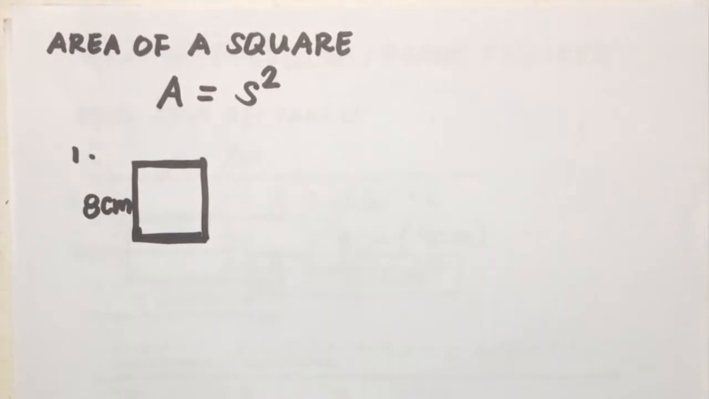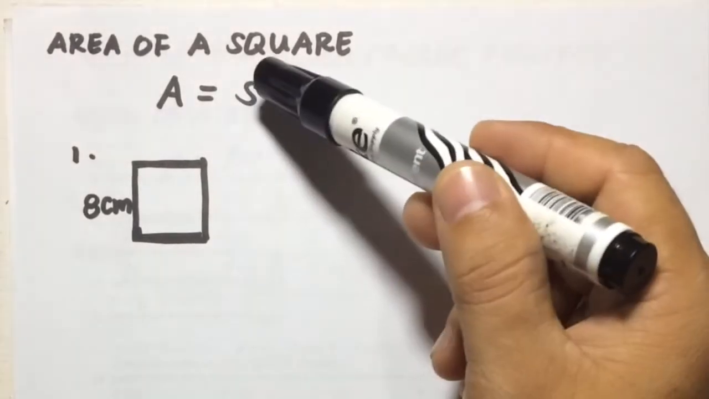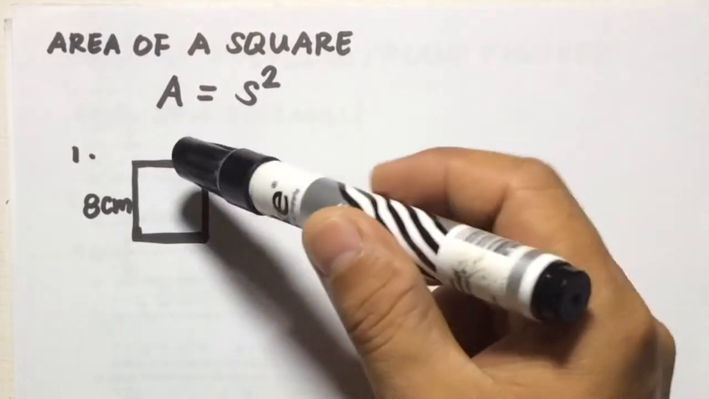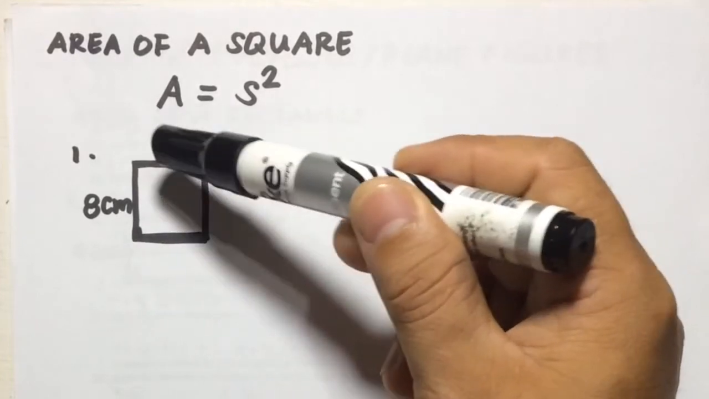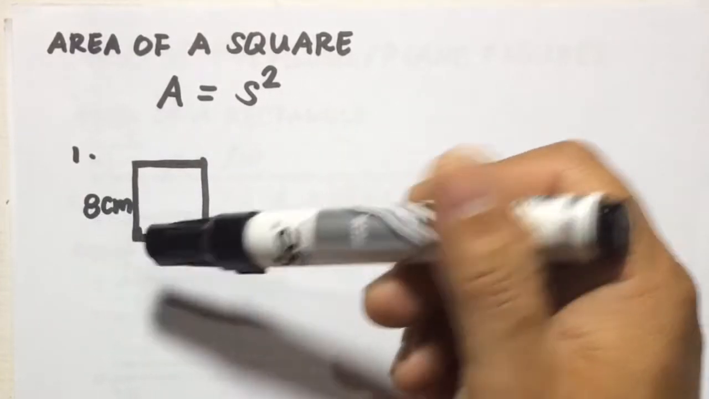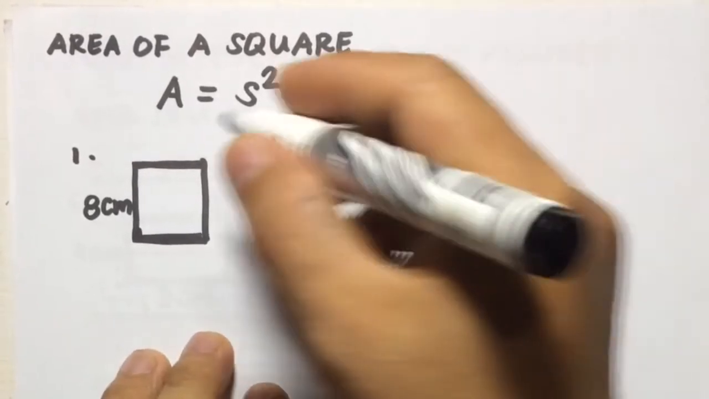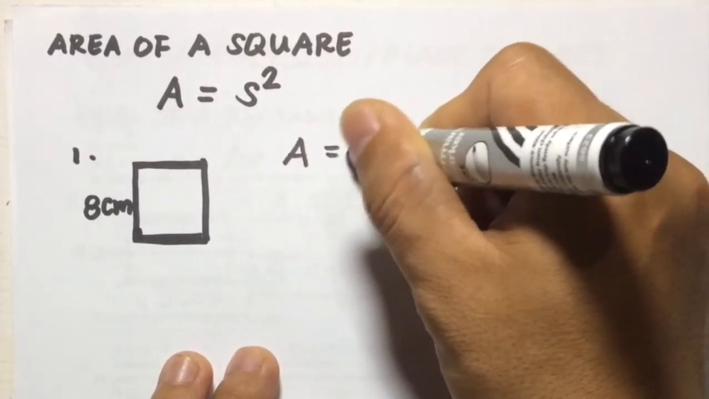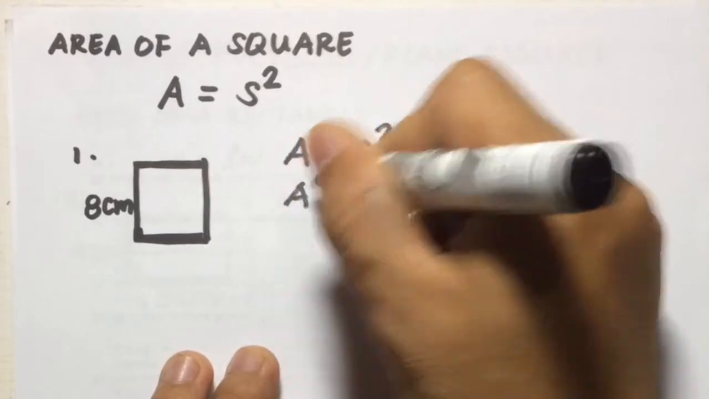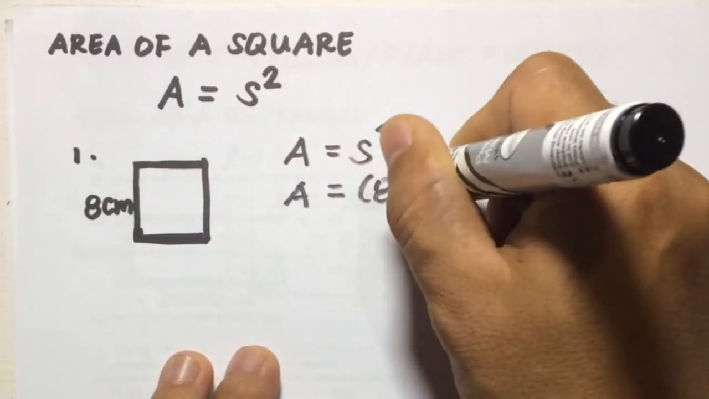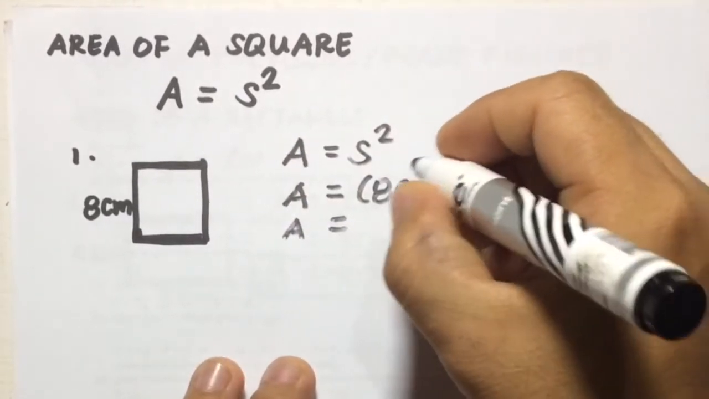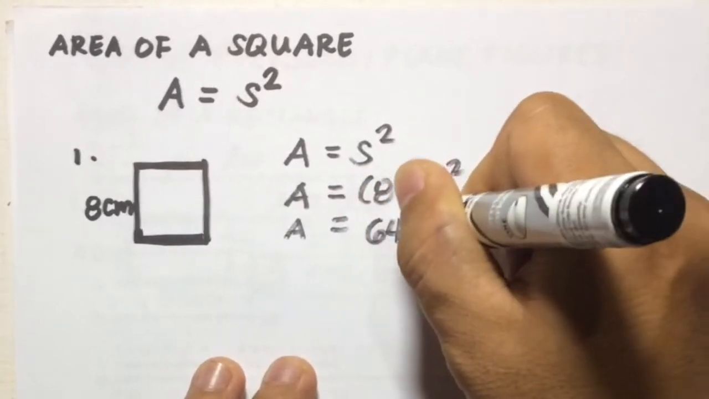Next is the area of a square. The formula in finding the area of a square is given by A equals S squared. S stands for the length of the side. So for example, in number 1 here, we have a square with side measuring 8 centimeters. Now, to solve this one, we're going to use the formula in finding the area. Area equals S squared. Then area here will be equal to 8 centimeters squared. Then 8 times 8 will be 64. So the answer will be 64 centimeters squared.